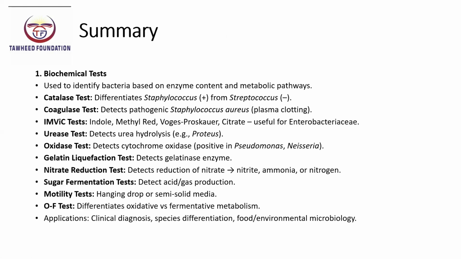So, summary for biochemical tests. Biochemical tests are used to identify bacteria based on enzyme content and metabolic pathways. Catalase test: it will differentiate Staphylococcus, positive, and Streptococcus, negative. Coagulase test: it will detect pathogenic Staphylococcus aureus, by plasma clotting. IMViC test, which is indole, methyl red, Voges-Proskauer, and citrate, is useful for enterobacteriaceae. Urease test: it detects urea hydrolysis.